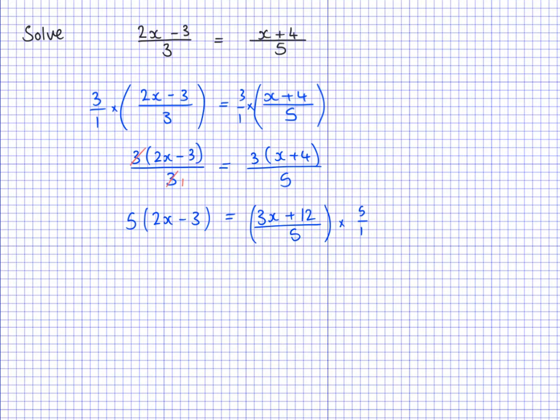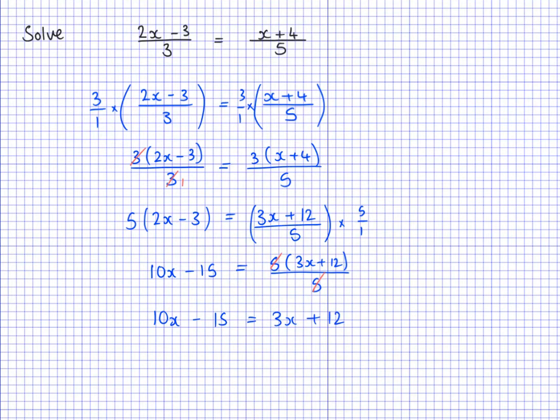So on the left side, I'll get 5 times 2x is 10x. 5 times negative 3 is take away 15. This is equal to, on this side, the bottom will be 5, and the top will have 5 times 3x plus 12, and at the bottom I will have a 5. And again, I'm going to simplify my fraction. So the 5 cancels with the 5, and I'm going to write this again now. So this is going to be 10x take away 15. That's equal to 3x add 12.